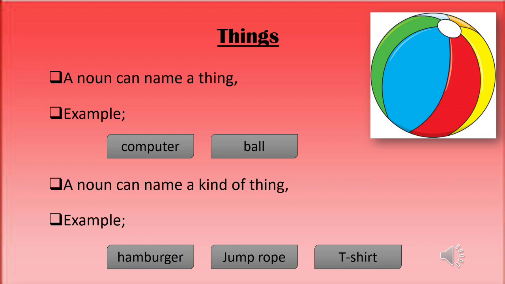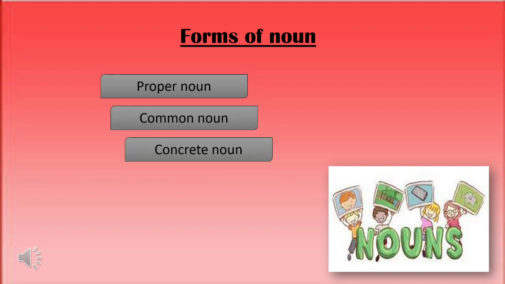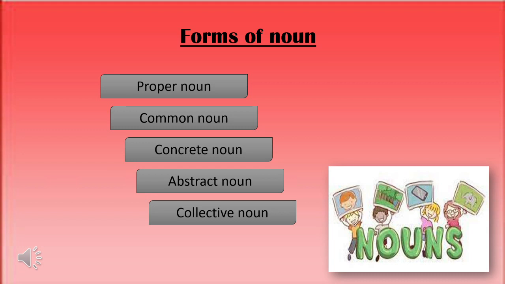Student, I know you all are very familiar with names of people, places, and things. Now I am going to explain to you about forms of noun. There are different types of noun. We are going to learn about 5 types of noun in today's lesson. They are proper noun, common noun, concrete noun, abstract noun, and collective noun. I'm going to highlight all these 5 types of nouns and show you some examples also.